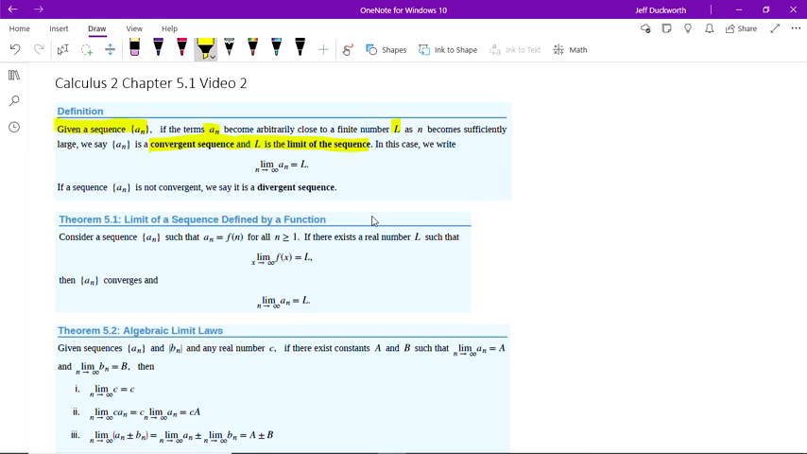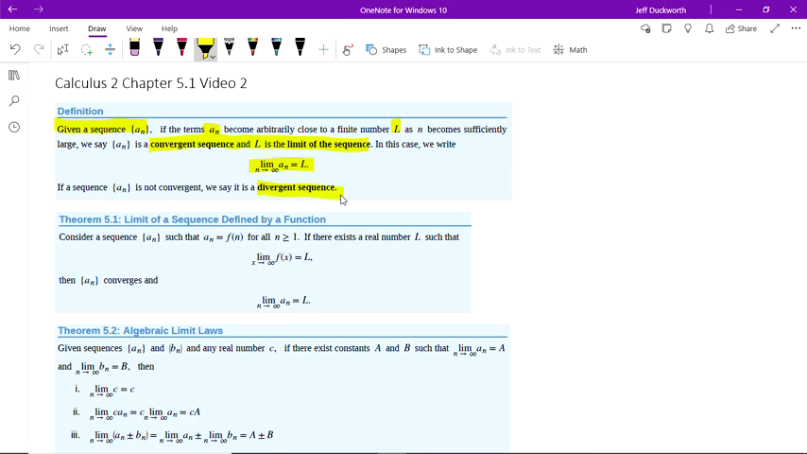So if your different values in the sequence start getting closer and closer to, say, the number 6, and eventually they either get very, very close to it but never actually reach it, or actually they all start becoming 6, we say that the limit of an as n approaches infinity is equal to L. And if it's not convergent, we say it's divergent.